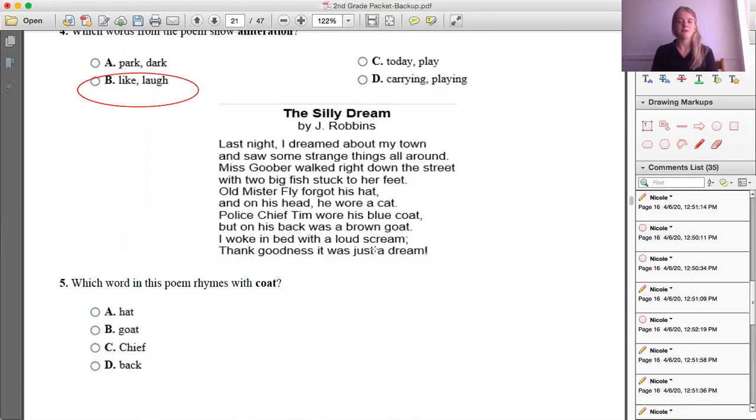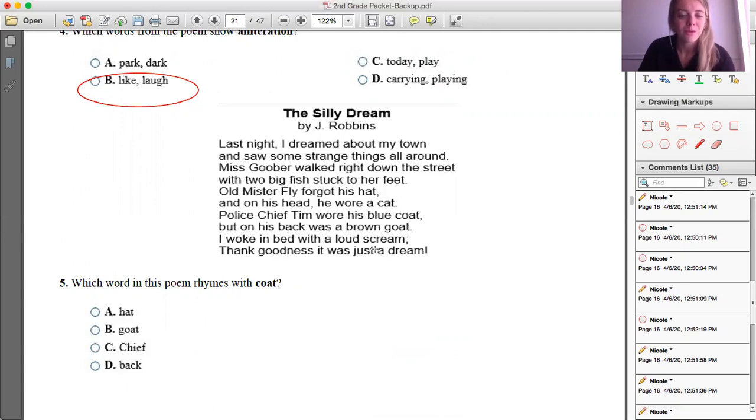Last night I dreamed about my town and saw some strange things all around. Mrs. Goober walked right down the street with two big fish stuck to her feet. Old Mr. Fly forgot his hat, and on his head he wore a cat. Police Chief Tim wore his blue coat, but on his back was a brown goat. I woke in the bed with a loud scream. Thank goodness it was just a dream.